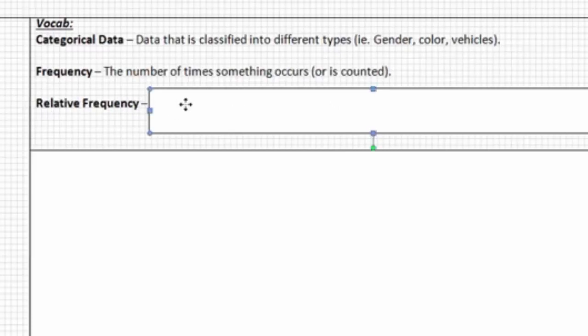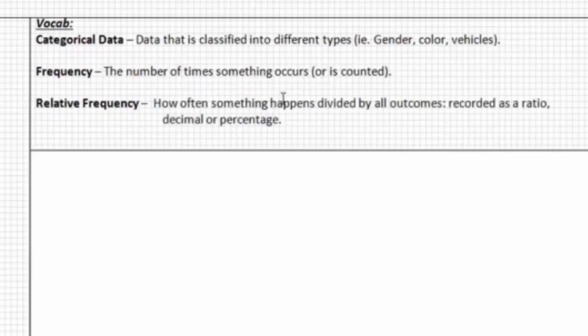Relative frequency is how often something happens divided by all the outcomes, and it's recorded as a ratio, a decimal, or a percentage. So if we wanted to compare how often we saw red cars to blue cars, then we would take each of those counts, the frequency of the red divided by the total number of cars, as well as the number of blue cars divided by the total number of cars. And we could do that as a ratio, which is another word for a fraction.